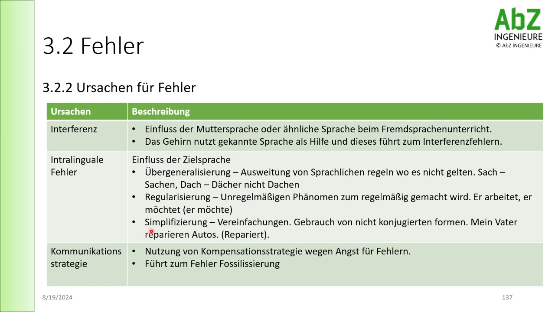The third one is Simplifizierung, which is basically making things easy. You are not using the correct conjugated form of the words. Mein Vater reparieren Autos. So in this case you haven't even conjugated the verb reparieren. It should be repariert Autos. But since you want to use the easiest form, you go and say Mein Vater reparieren Autos. These are intralinguale errors which take place in the same language.